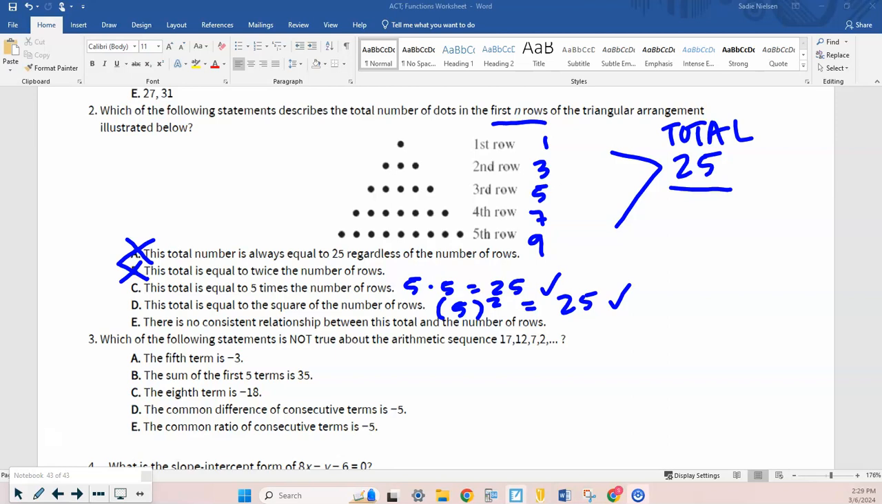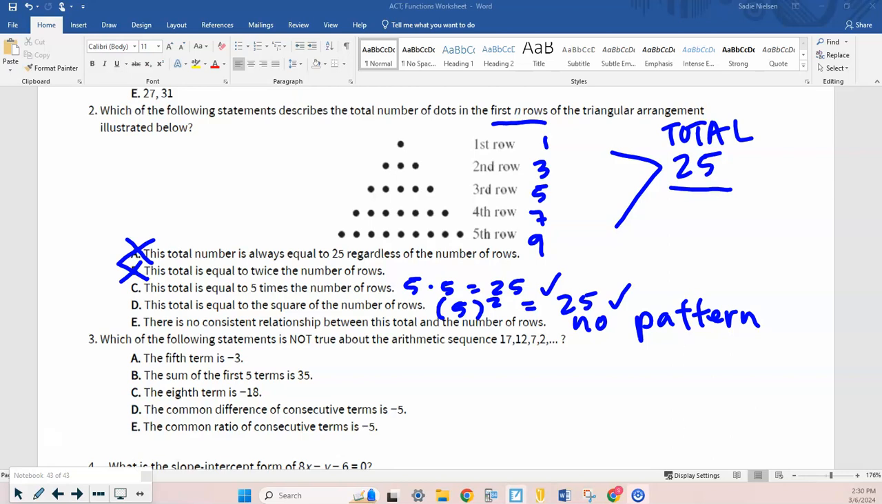And then E says there's no consistent relationship between this total and the number of rows. So this one says basically we have no pattern. Who hates the questions where it's like all of the above or none of the above? That's kind of what this option is saying. You pick that one if you think that's what it is, but maybe don't pick that one as your first option until you've vetted everything thoroughly.